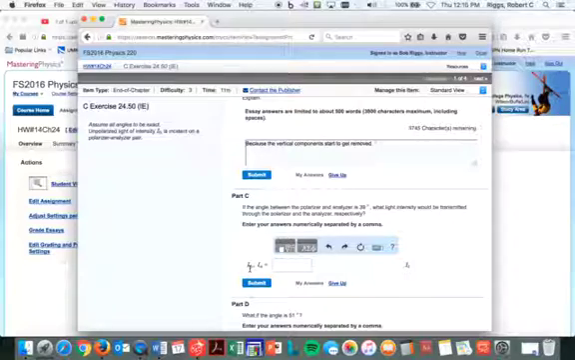So now we need the IP and IA. Notice they don't say how many sig figs, so use 3. I'll just do the first one here. If the angle between the analyzer and polarizer is 39 degrees, what light intensity would be transmitted through the polarizer and analyzer respectively in terms of I0? So let's look at that real quick.